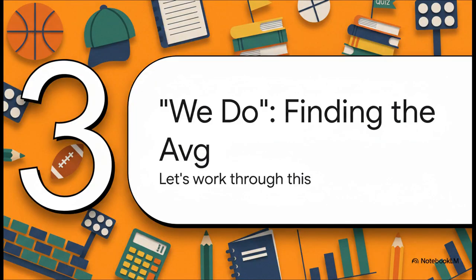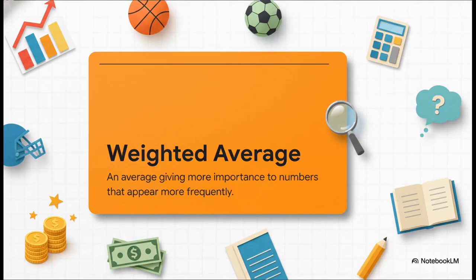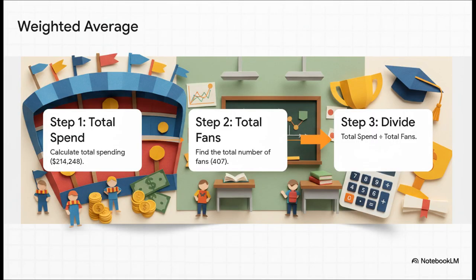Simple enough, right? Okay, let's build on it. Awesome. Okay, on to the next big skill, finding the weighted average. And this is super important. It's not just any old average. This is the we do part, so we're going to tackle this one together. So what the heck is a weighted average? Well, think of it as a smarter, more accurate kind of average. It's called weighted because a city with a ton of fans, like Dallas with 325 Cowboys fans, is going to have a much bigger impact, or more weight, on that final average.